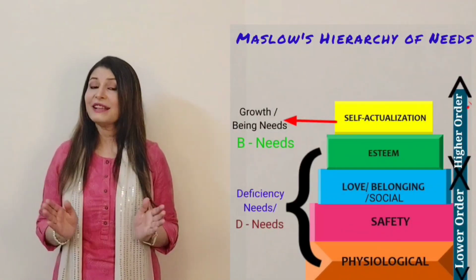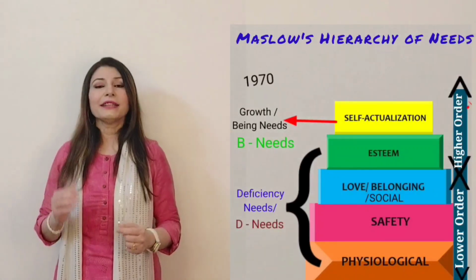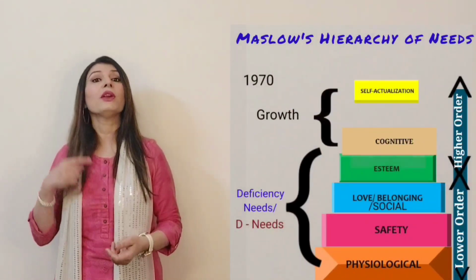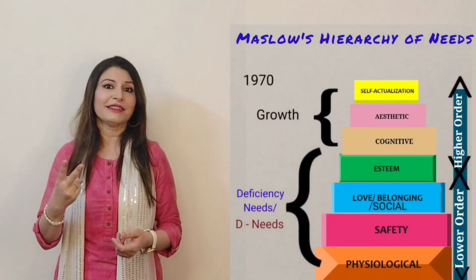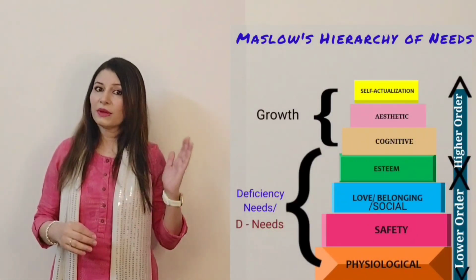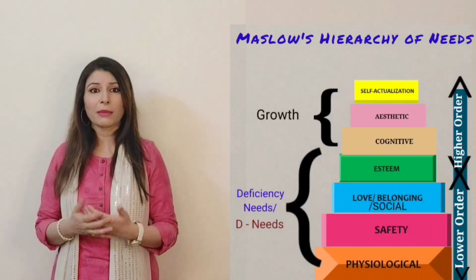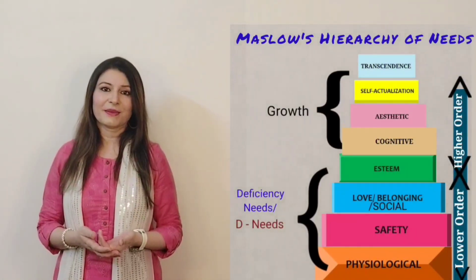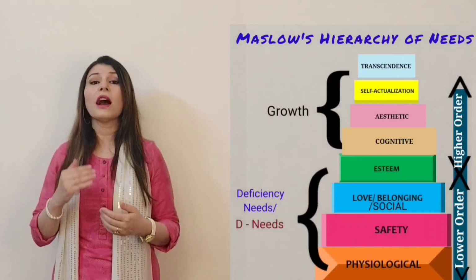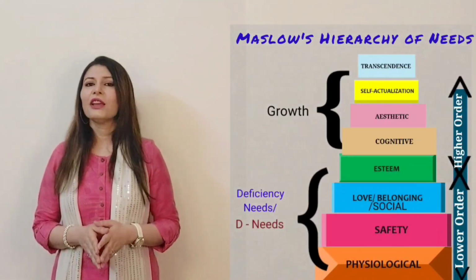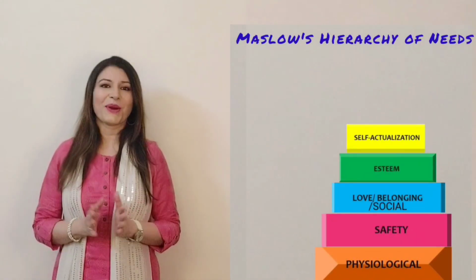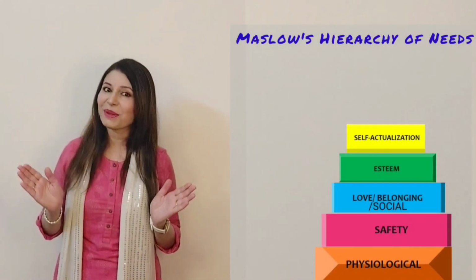Now there is something else that you should know, that in 1970 Maslow upgraded his model by including cognitive and aesthetic needs in it. And just before his death, he added another dimension to his hierarchy called self-transcendence. He placed this need above self-actualization. We'll talk about them another time. For now, that's all. I hope you understood this topic well.